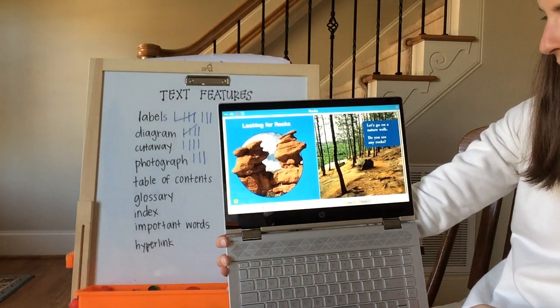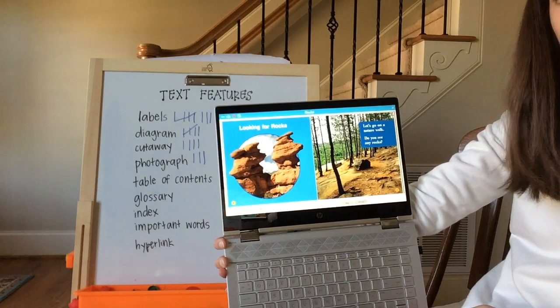Looking for rocks. Let's go on a nature walk. Do you see any rocks?